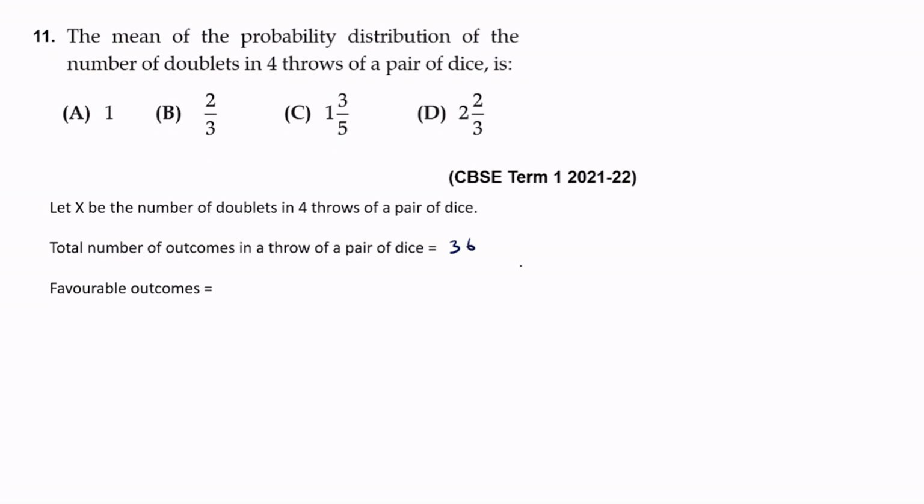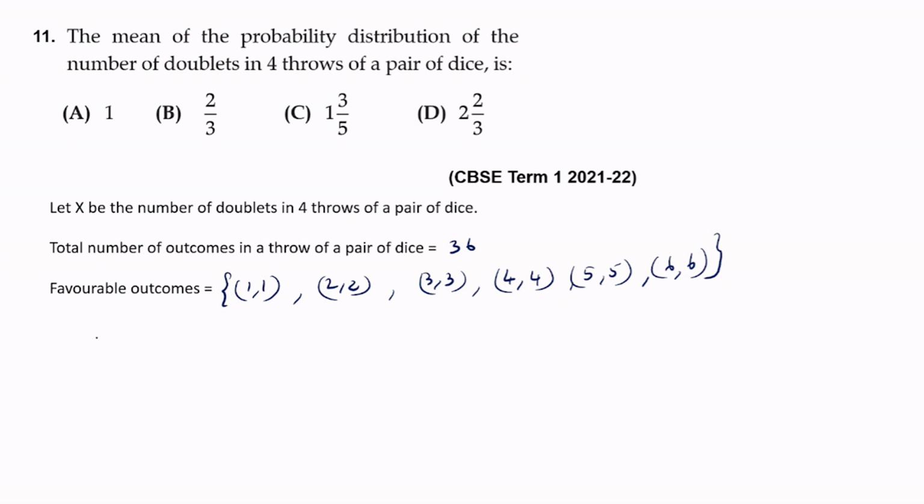So when we throw a pair of dice, the various outcomes are 1,1, 1,2, 1,3, 1,4, 1,5, 1,6, then 2,1, 2,2, 2,3, etc. It goes till 6,6. And now here the favorable outcomes consists of getting a doublet. So the various doublets that are possible are 1,1, 2,2, 3,3, 4,4, 5,5, and 6,6. So these are the favorable outcomes. As a result, the probability of success p is given by the favorable outcomes divided by total number of outcomes. It is 6 by 36 or it is 1 by 6.